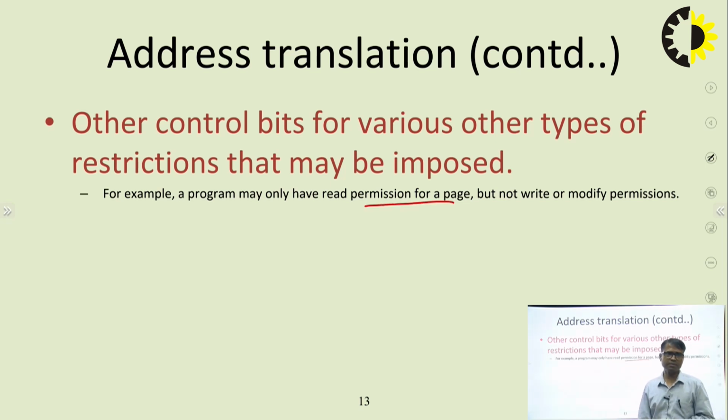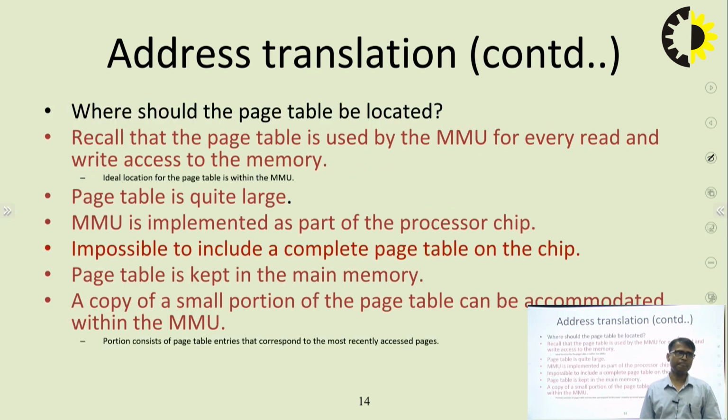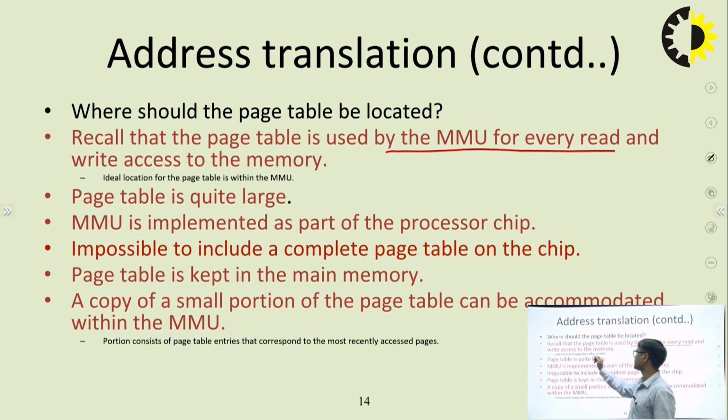So there might be some control bits so that they can restrict other processes that are not the main process. They can only read, they cannot write. Okay, so where should the page table be located? Now, the page table is used by the MMU for every read and write access to the memory. This is a very important thing. So the MMU will always refer to this page table.